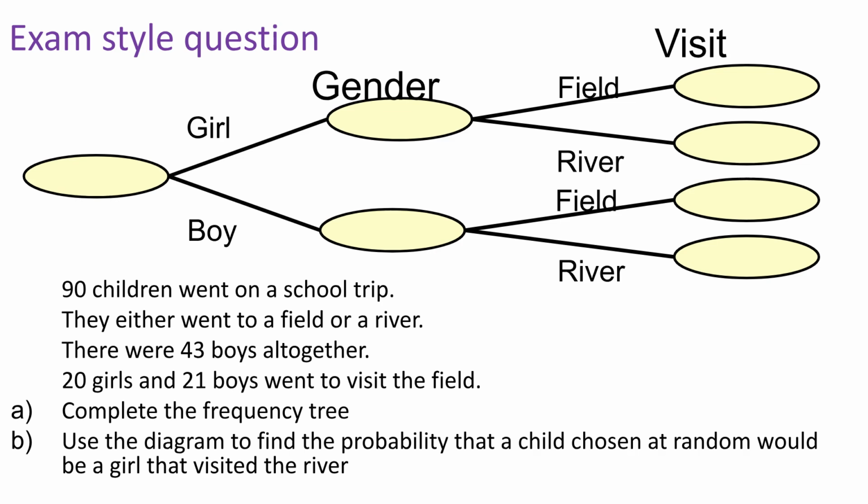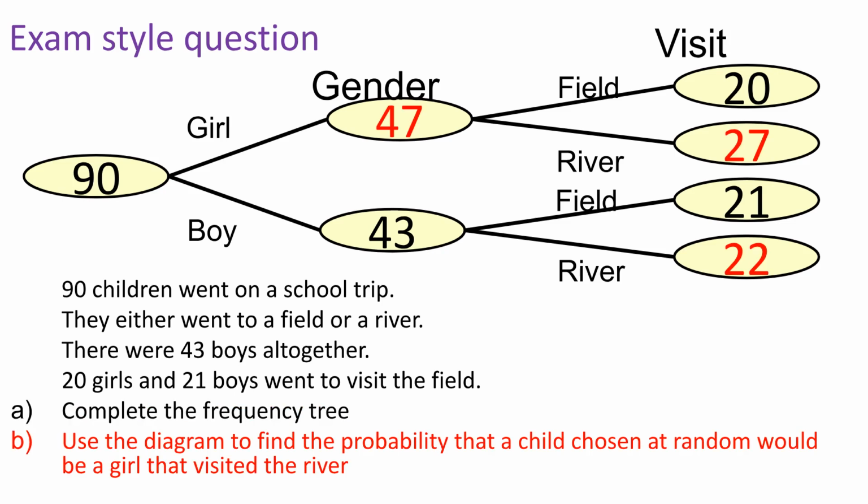Frequency trees are excellent tools for organizing categorical information, especially when we need to find probabilities from complex sets of data. Although they don't look like trees found in nature, these diagrams use branches to map out how frequency is distributed across different categories. Let's look at an exam-style question involving 90 children on a school trip to practice completing a frequency tree based on provided data.